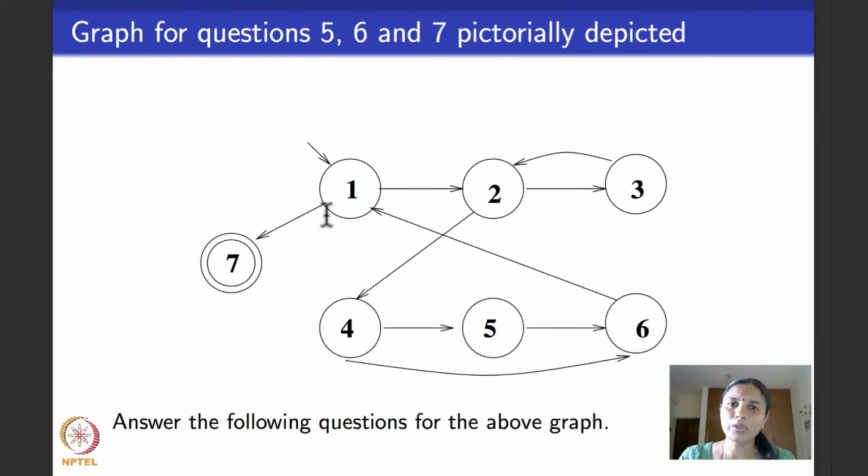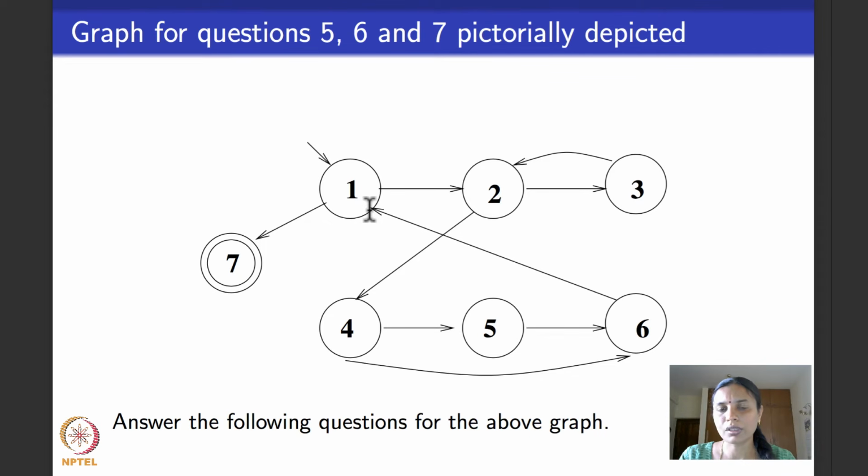So the remaining nodes are 2, 3, 4, 5 and 6. So how do I cover them? I can include any test path. Remember, test paths always have to begin in an initial vertex and end in a final vertex. So I begin at 1. I don't have much of a choice here. I go to 2. From 2, let's say I go to 4, 5, 6. From 6, I go to 1. So which nodes have I covered if I had taken such a path? I have covered 1, 2, 4, 5, 6. Earlier I had covered 1 and 7. I have left out 3, right?